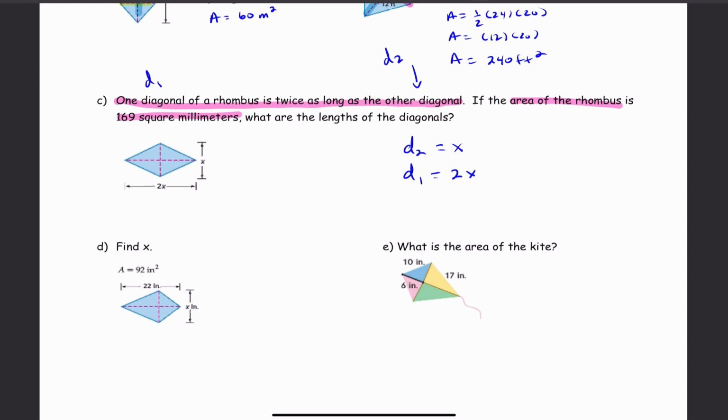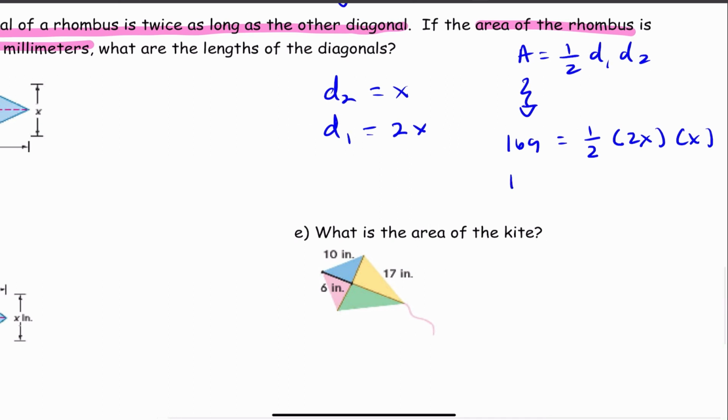Using the area of the rhombus formula, it's A equals 1/2 D1 D2. The area is given. It's 169 square millimeters. That's equal to 1/2 of diagonal 1, which is 2x, and diagonal 2, which is just x. So I have 169, which is equal to 1/2 of 2x times x. What's a half of 2x? Well, that's just x. So x times x, that's x squared, right? So 169 is equal to x squared. I take the square root on both sides. So x has to equal 13.